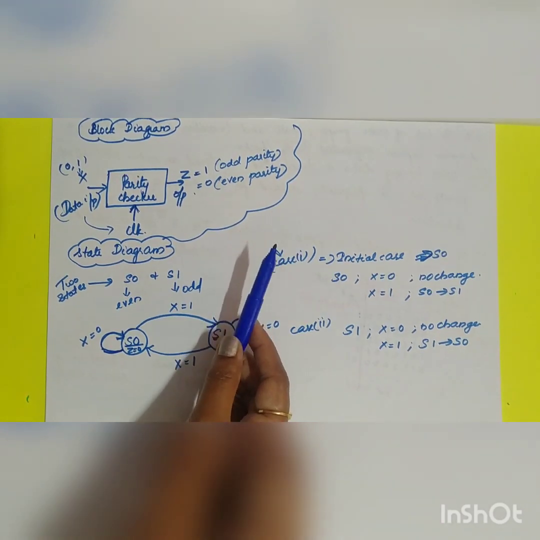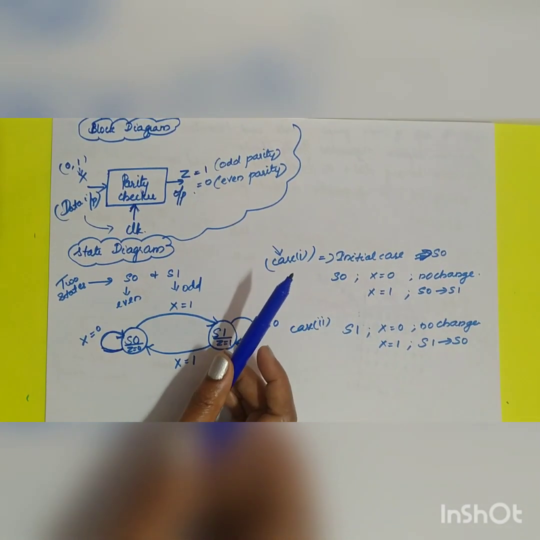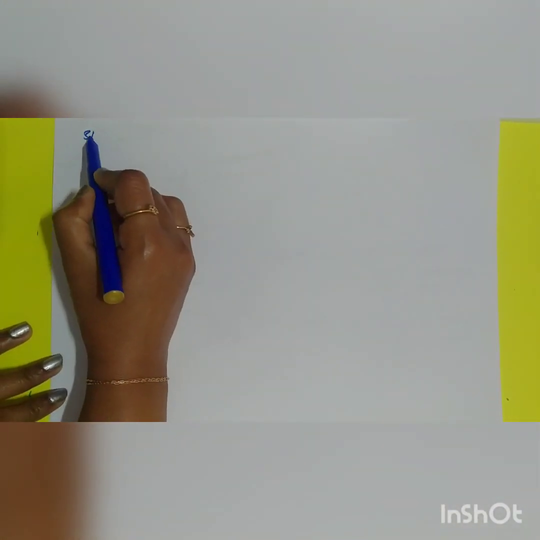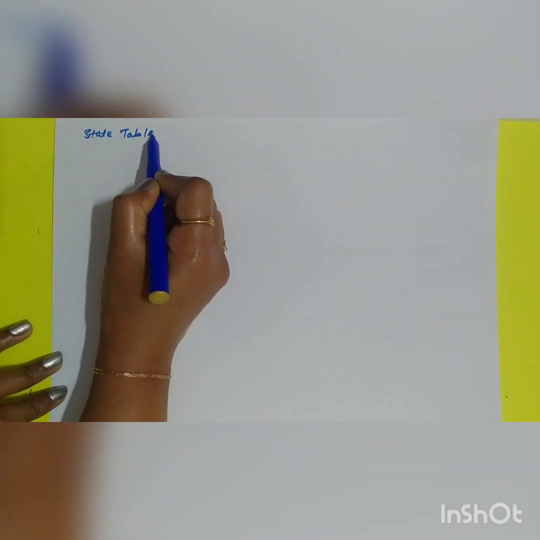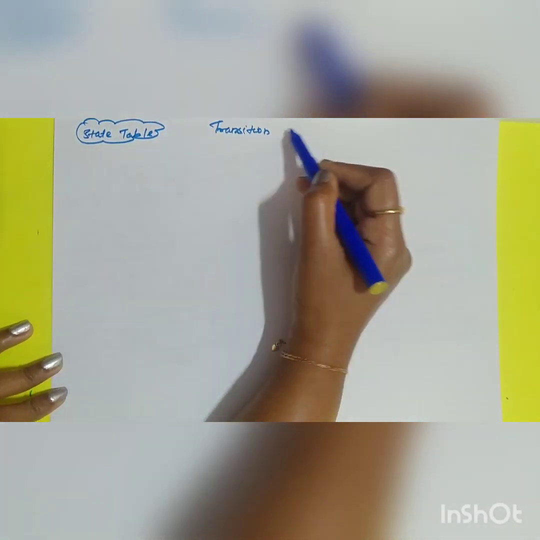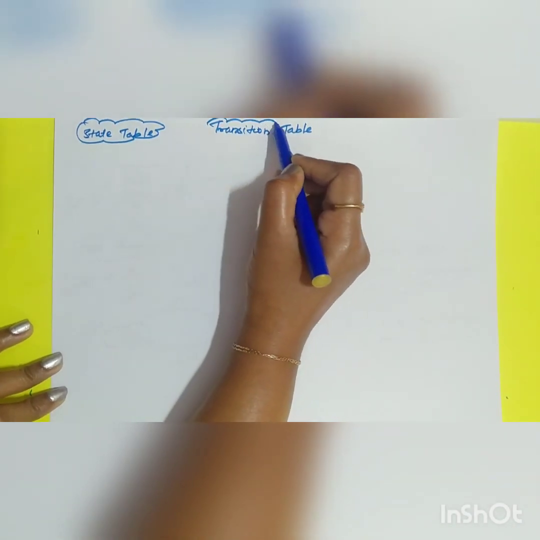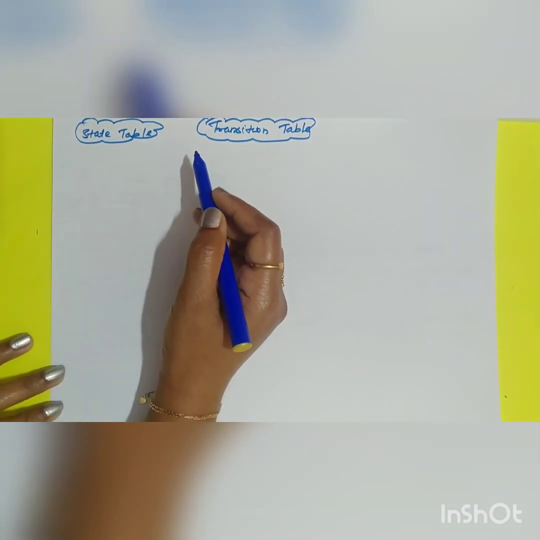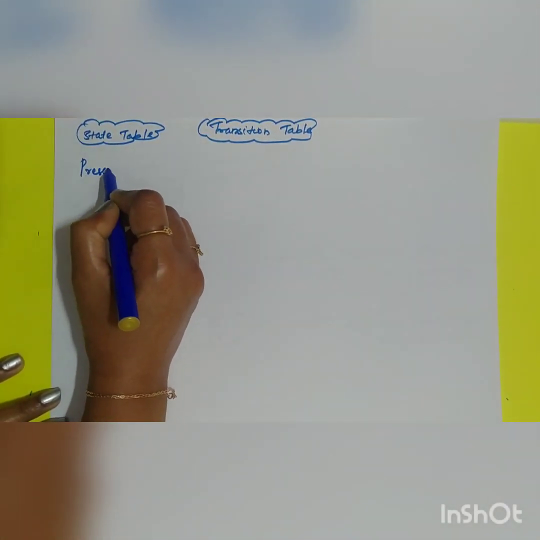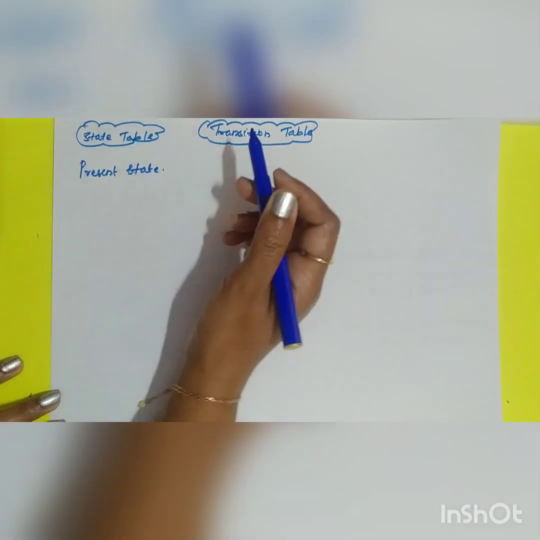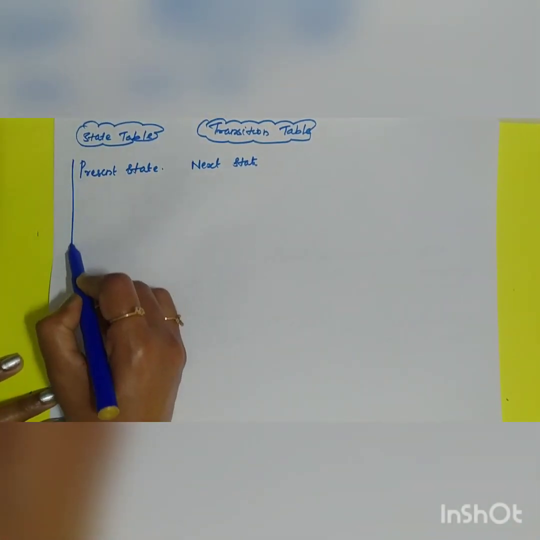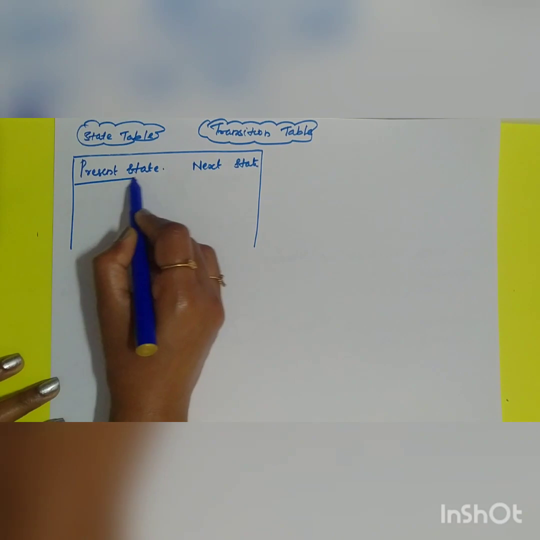So your next question is to draw your state table and your transition table, right? In order to draw your state table, let me take the next paper. State table, and the next one will be your transition table. So what will be your state table? The state table gives the values of your present state and the next state. If I make a table, this will be your present state, and this will be your next state, depending on the inputs. So this is going to be your state table.